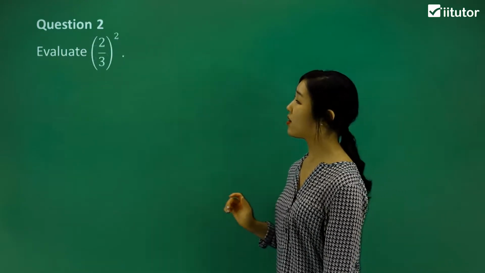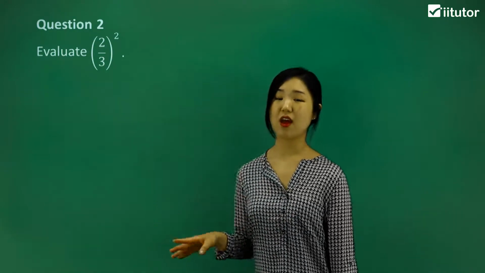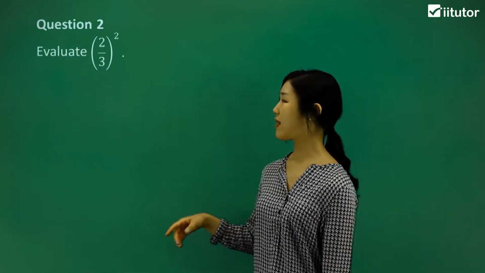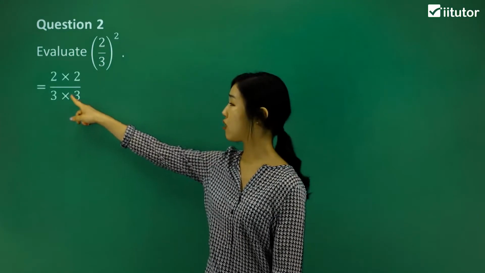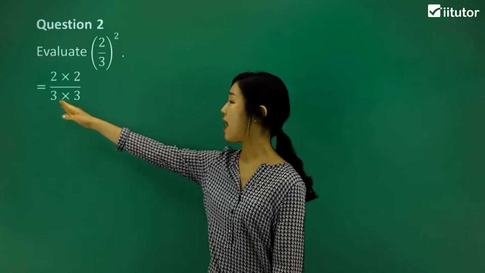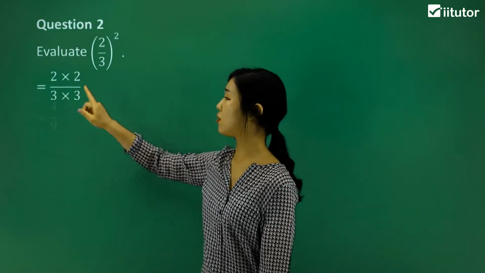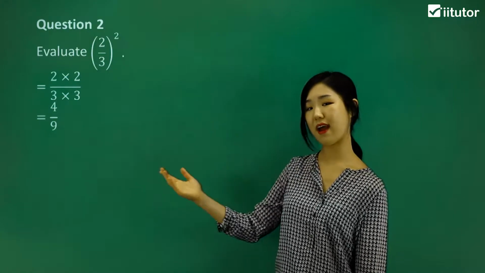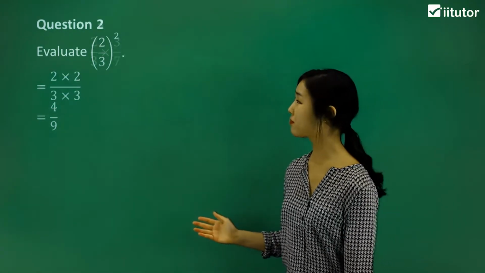Let's do another one, question 2. This time it has 2 over 3 squared. Now if it's 2 over 3 squared, it's basically saying we have to square the 2 and square the 3, right? So we have 2 times 2, which is 2 squared, and 3 times 3 on the denominator, which is also 3 squared. Now 2 times 2 is 4, 3 times 3 is 9, so the answer is simply just 4 on 9. Easy stuff, yeah?